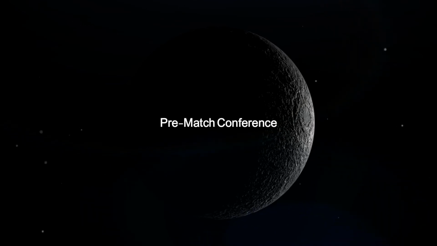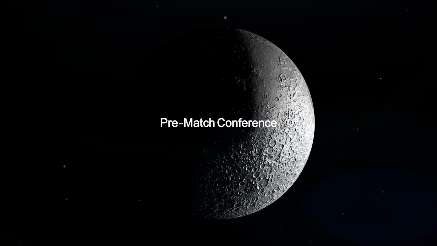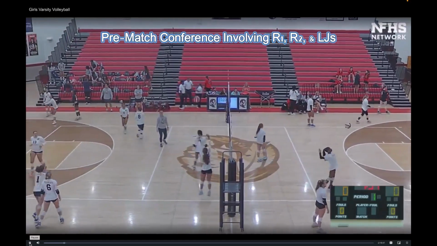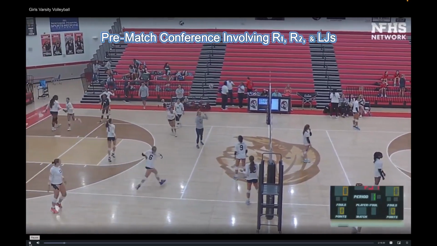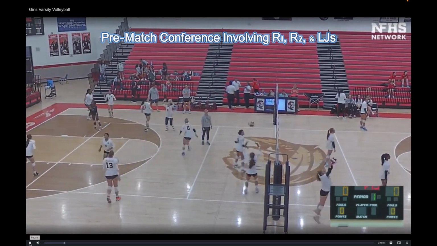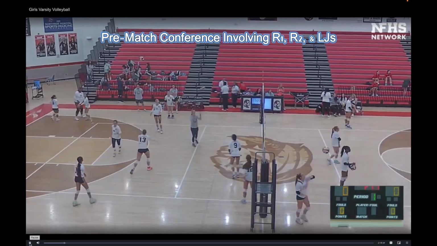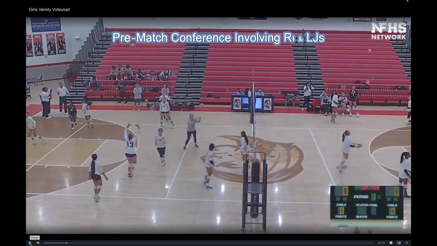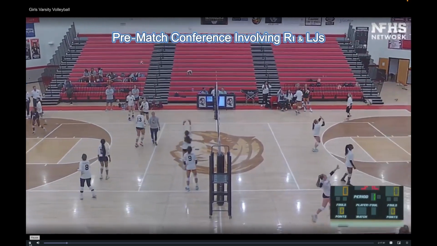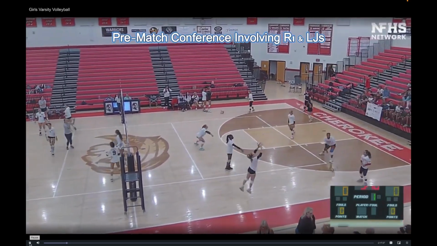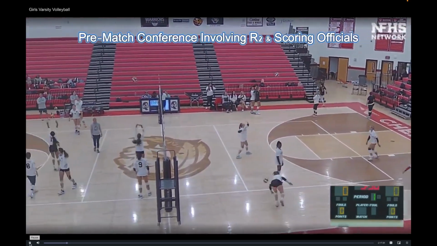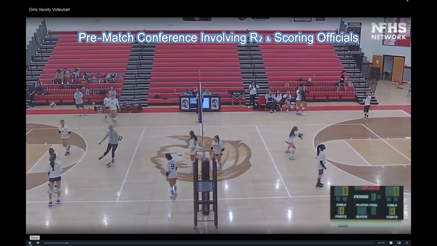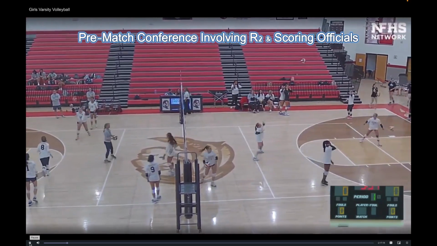The pre-match conference. In this high school varsity match, we see a pre-match conference involving both referees and the line judges. We're going to talk about when these conferences should occur. Here we see our first referee in the corner during the pre-match, where the conference is involving the first referee and the line judges, while the second referee is having a pre-match conference with the scoring officials.